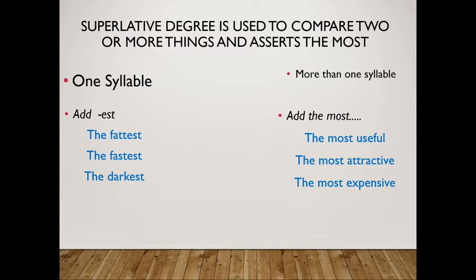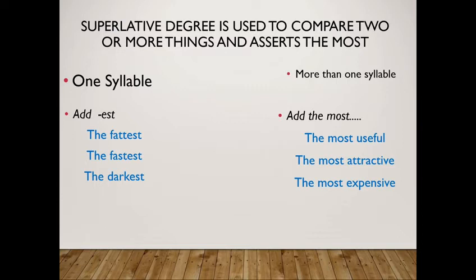And how about more than one syllable? If the word is more than one syllable, you only add the most before the word. The examples: useful. It has two syllables, use and full. So you only add the most before useful. It becomes the most useful.